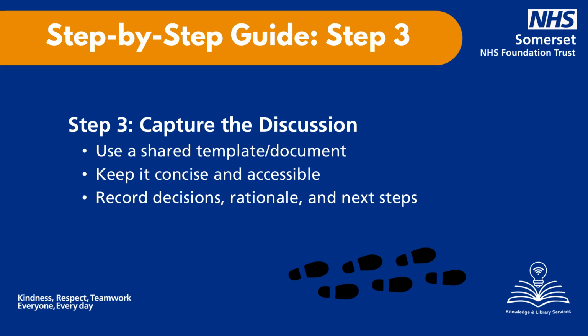Capture the AAR in a shared document or template. Focus on the essentials: the decisions, why you made them, and the concrete next steps. Make sure the record is accessible to the whole team so it can be revisited and used to guide further cycles. This can be in a shared folder or on a group Teams channel, for example.